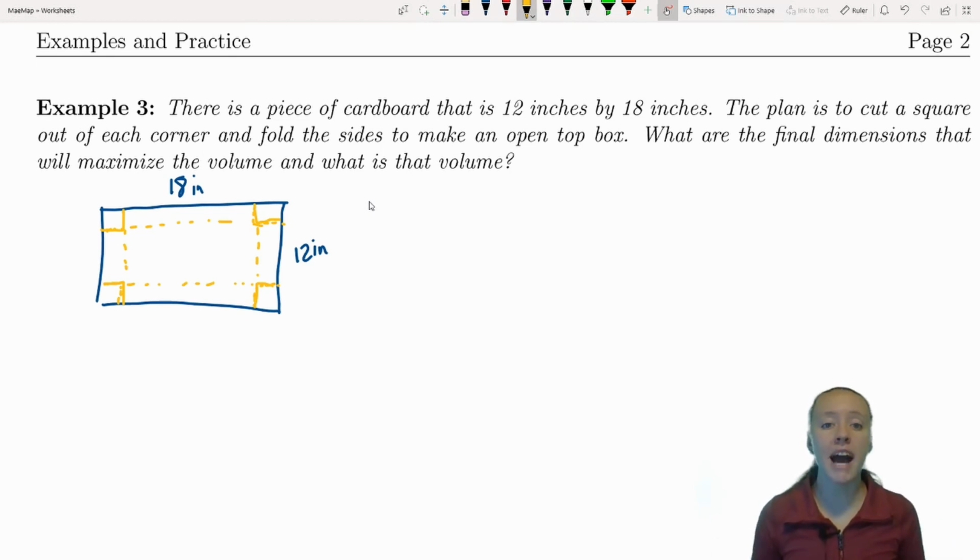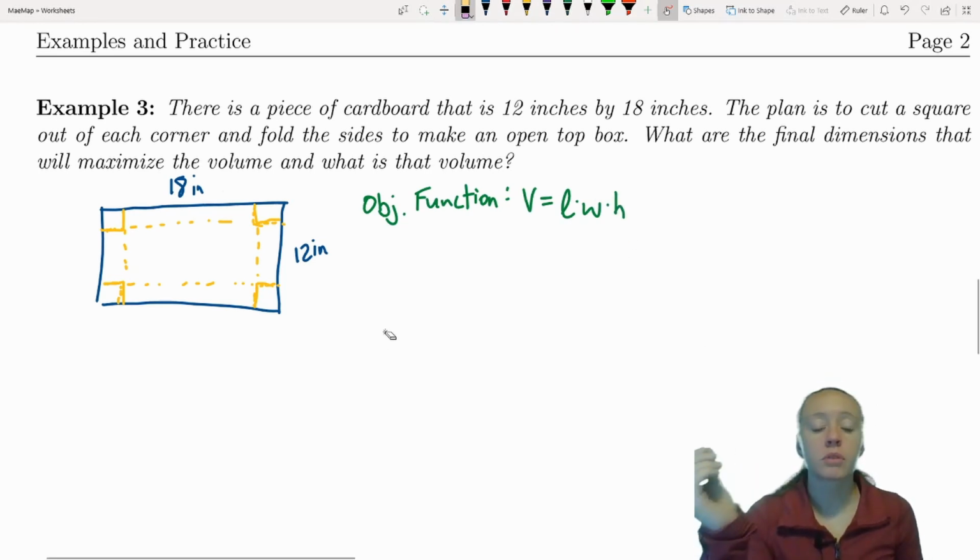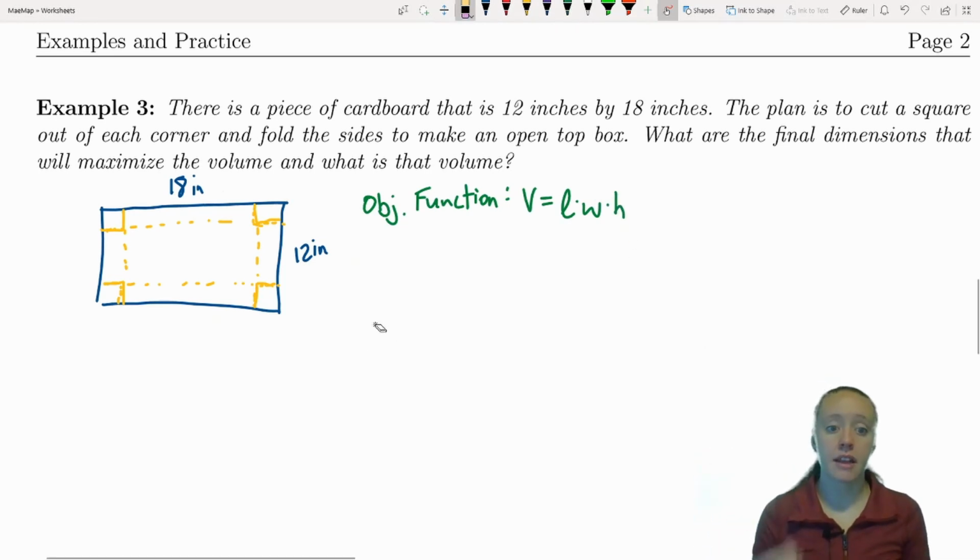So we're trying to maximize volume. Volume is our objective function. So writing out our objective function, volume is going to equal length times width times height. So volume equals length times width times height. That's what we're trying to maximize, that volume. What is our length? What is our width? And what exactly is our height?